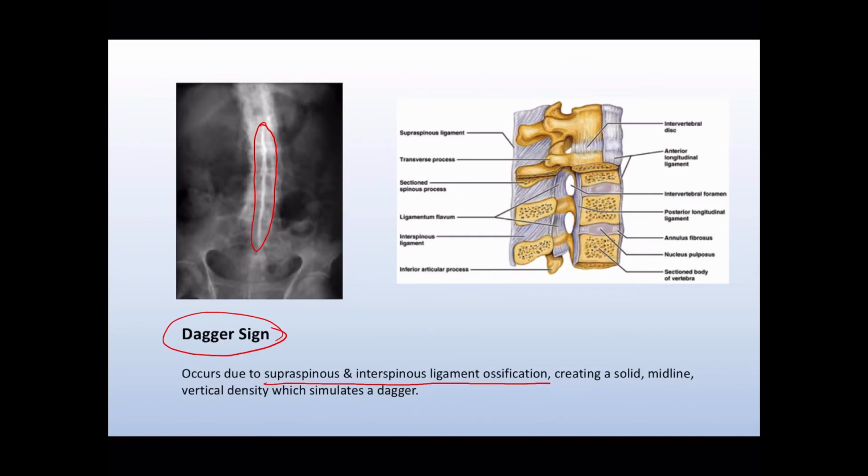Now, let's see what is the supraspinous ligament and what is the interspinous ligament. Okay, here I've shown a spine, an anatomical figure, and this is the spinous process. This long ligament is the supraspinous ligament, and the ligament between two adjacent spinous processes is called the interspinous ligament. These two ligaments become ossified and this is seen as the dagger sign.